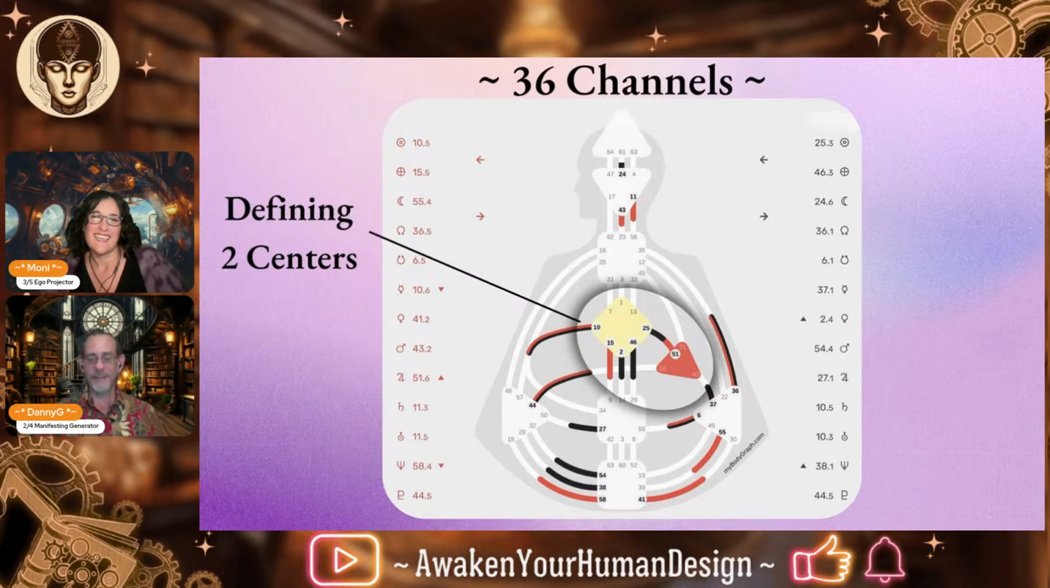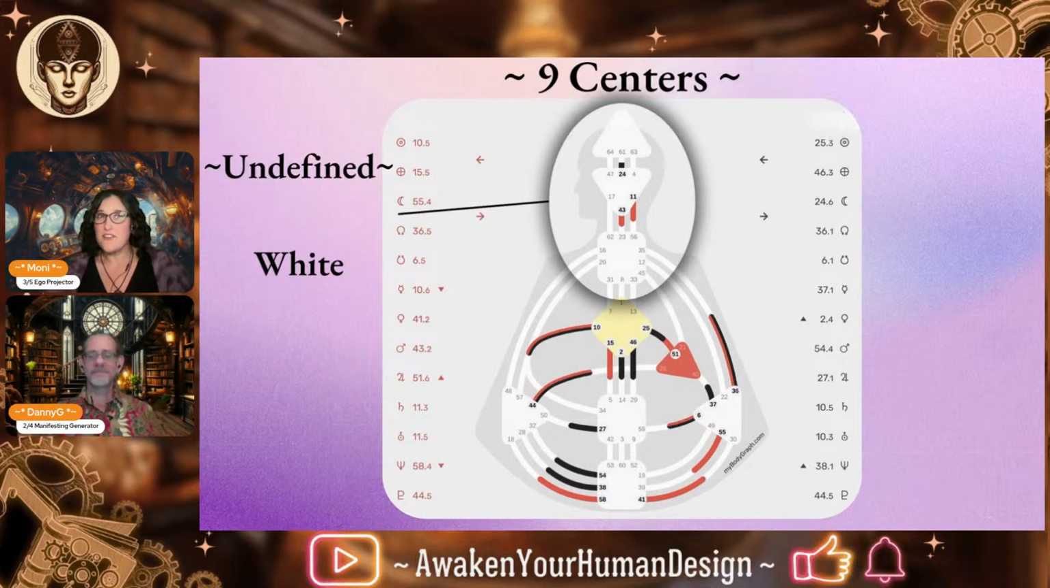So it doesn't matter what's hanging or what's defined. What matters is that you recognize the things that they are. Precisely. And so an undefined center is when it's white. All the ones circled up here, the head, the ajna, the throat, all the white centers, they're undefined. Anything white in your chart is undefined.